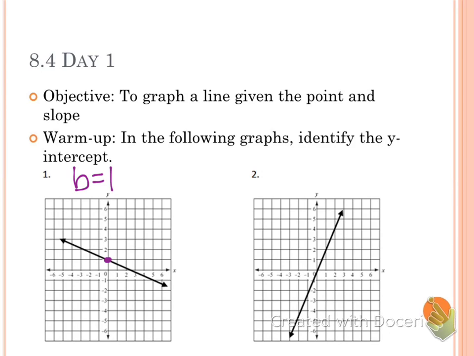Alright, any other volunteers for warm-up 2? Keon? 0. Our y-intercept, where it crosses the y-axis, is actually at the origin. So B equals 0.